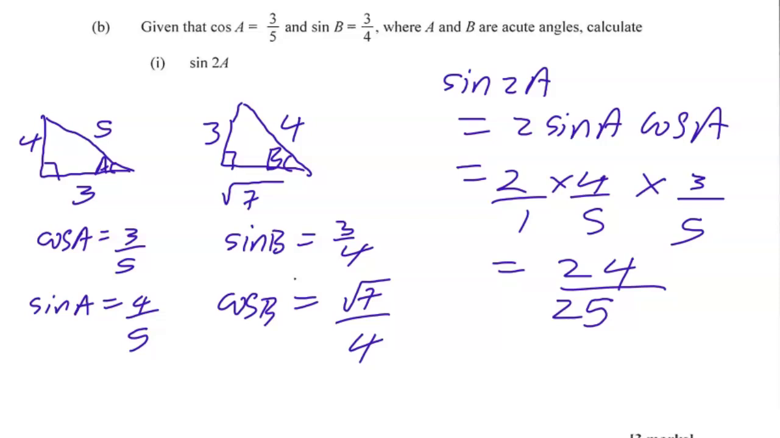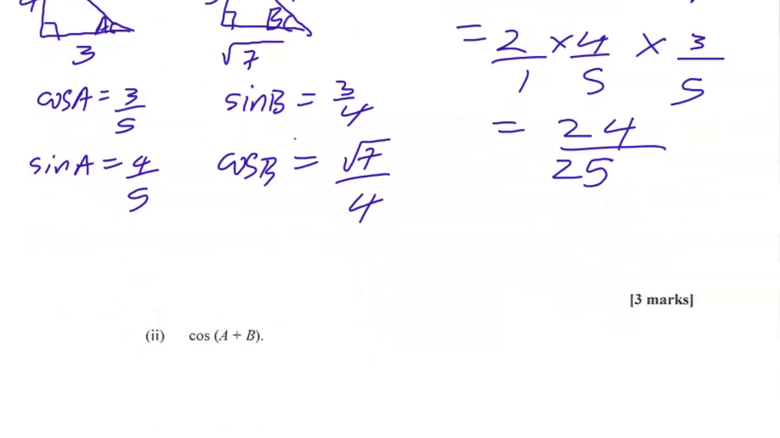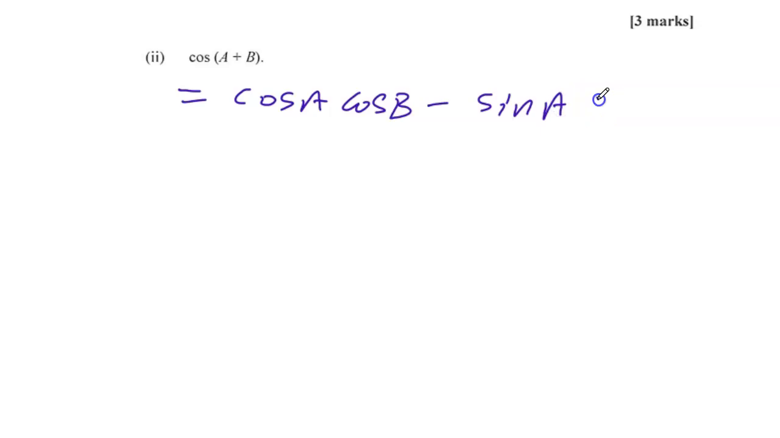Alright, so part B, the second part now, we also find cos A plus B. Cos A plus B, using the addition formula for trig, is cos A cos B minus sine A sine B.